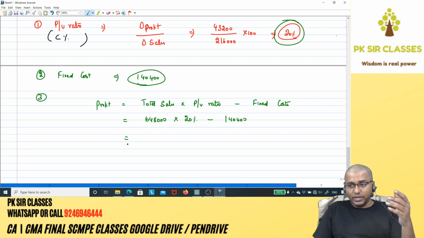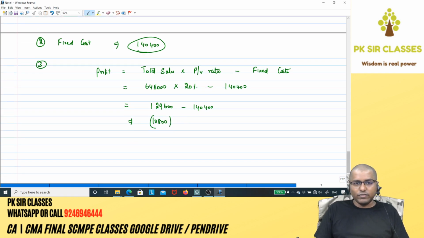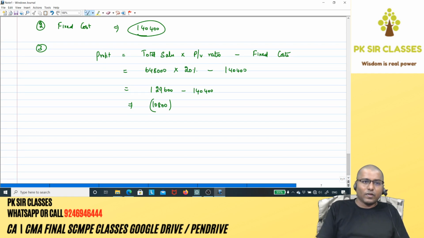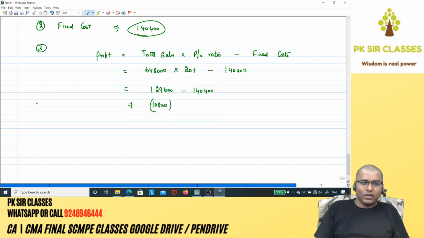Fixed cost should be taken per period. That's very important. So 6,48,000 into 20%, which is 1,29,600, minus 1,40,400. So which means eventually you'll be facing a loss. So the loss is 10,800. 10,800 loss will be the answer for the third question. Got it, guys?